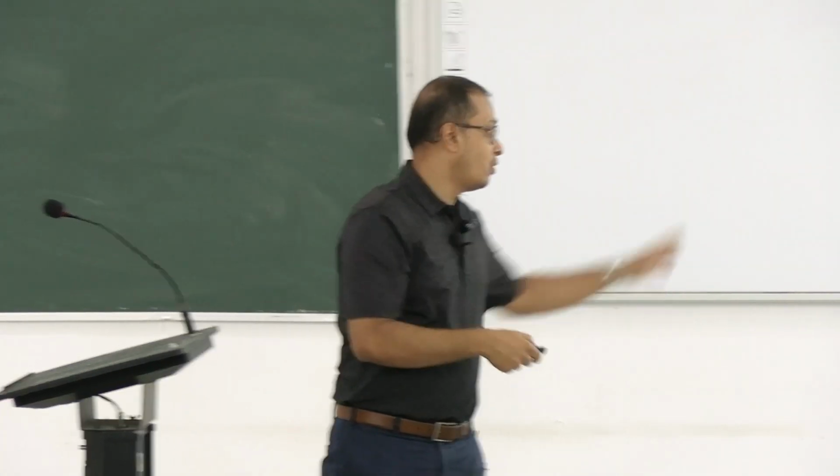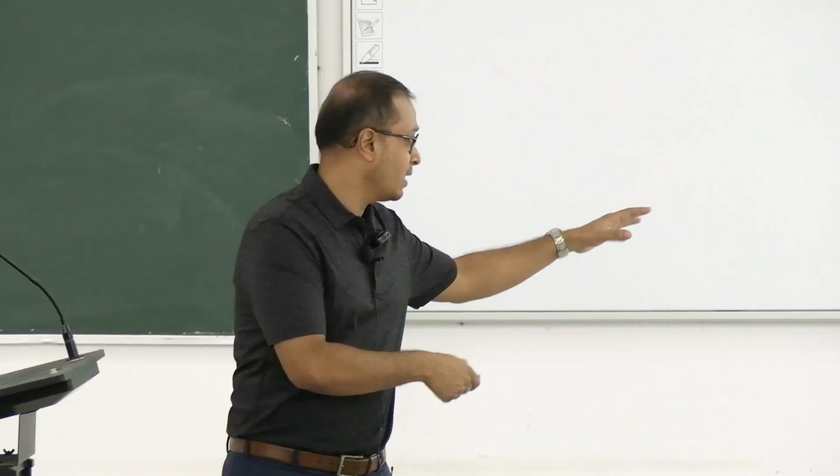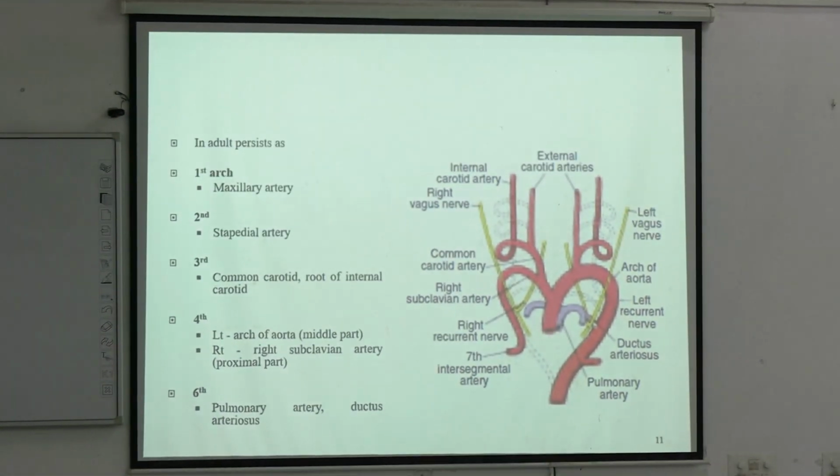Now, the sixth one forms the ductus arteriosus and the pulmonary arteries. These 2, 4 and 6 we see more frequently tested in examinations.